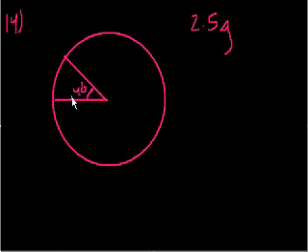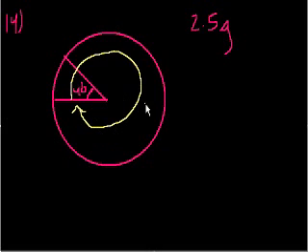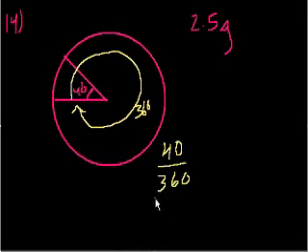Hopefully it's second nature to you by now, but there's 360 degrees in the entire circle, right? So the wedge is what fraction of the entire circle? Well, each wedge is 40 over 360th, 40 over 360 of the entire circle. And that's equal to 1/9.